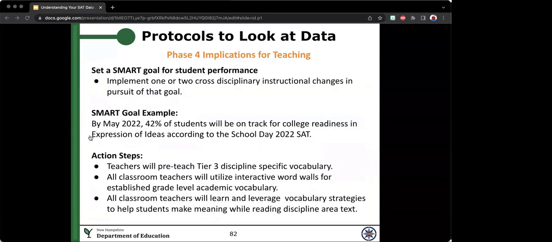And then here's an example of a SMART goal using the SAT. You can use the Common Core standards. You should use the Common Core standards as a guide if you need to. But here's one here. So you're going to set a SMART goal. By May of 2022, 42% of students will be on track for the college and career readiness in expression of ideas according to the SAT school day. And then you can see that we've listed some specific action steps that we as a school or a district are going to do to help get the kids there.